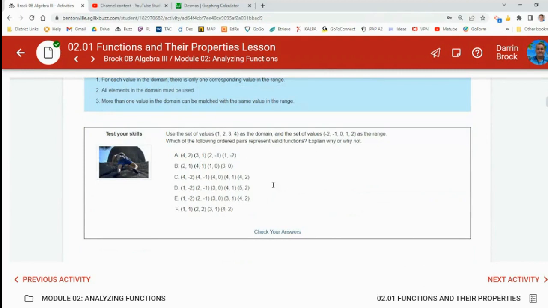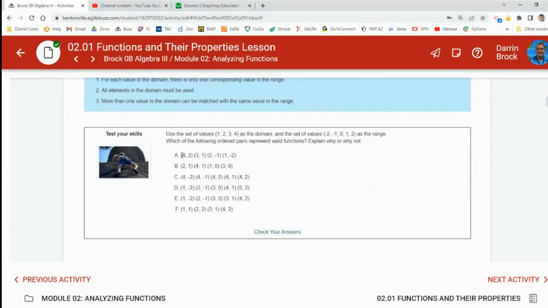Now, here's a place in these programs, even though this is just like a Google Doc, it still has places where you can practice, because that's important that you be able to practice as you go through the lesson. So this says use the values of 1, 2, 3, 4 as the domain. And here's the range, -2, -1, 0, 1, 2. Which of the following ordered pairs represents valid functions? So you look through each of these and figure out which of these is a valid function. And then we can click here and check our answers.